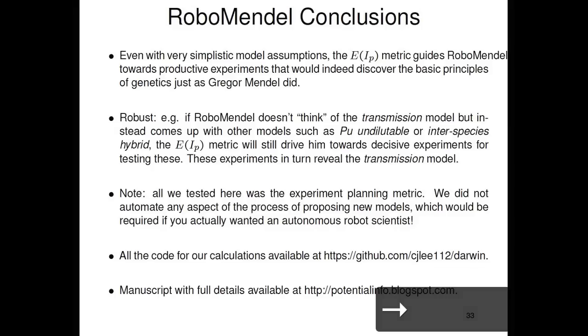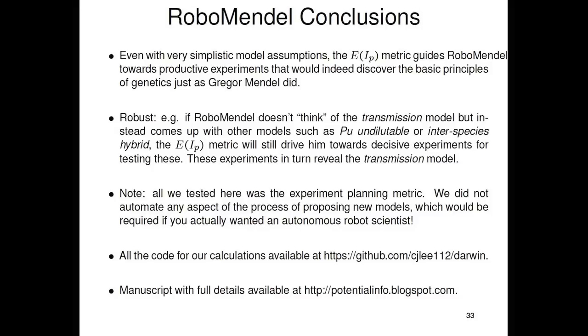So the basic conclusion that I will end with here is that even with the very simplistic model assumptions that we've been using, the expectation potential information metric seems to do a pretty good job of guiding the experiment planning towards experiments that are actually productive and that actually flush out the basic principles more or less as Mendel did. This appears to be a robust process. Clearly, as I've tried to emphasize here, the information metric that you'll get in the next step of experiment planning is very much going to depend upon what models you propose.